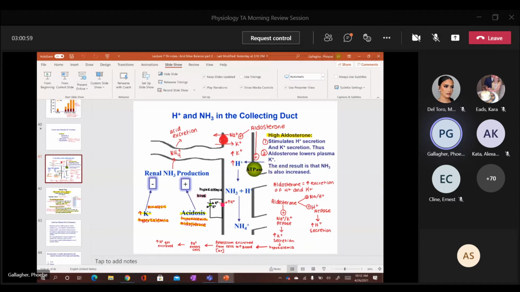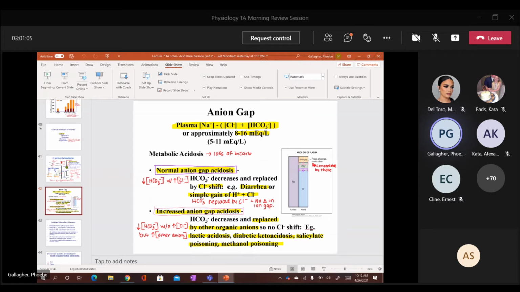Okay, cool. Delaney, would an increased anion gap be any number over 16 or less than 8? So an increased anion gap would be any number over 16. So I think in his practice problems, he uses like 25 or something like that. So it would just increase that number. Okay. Any other questions before I move on?